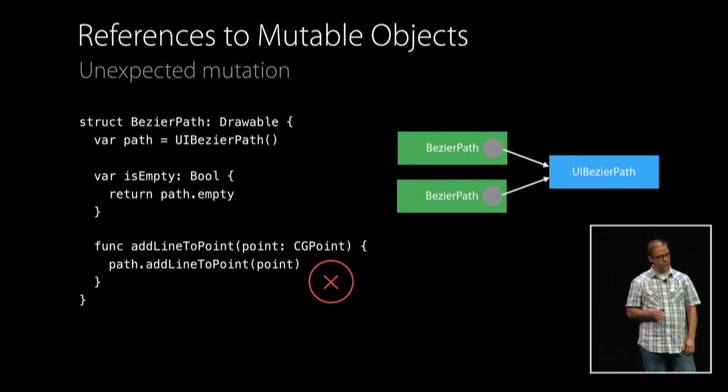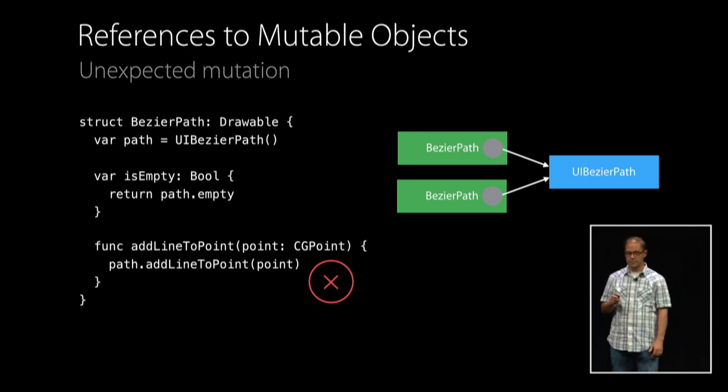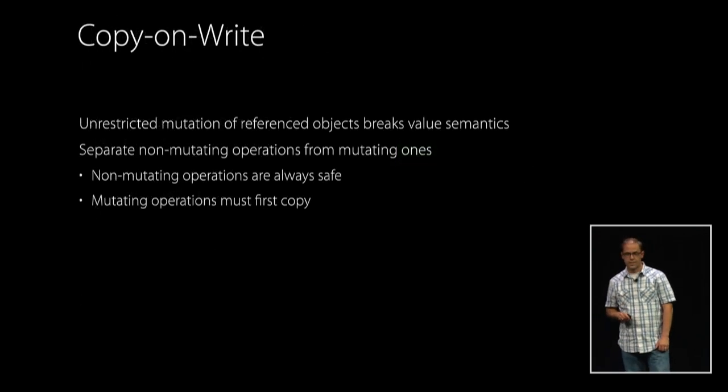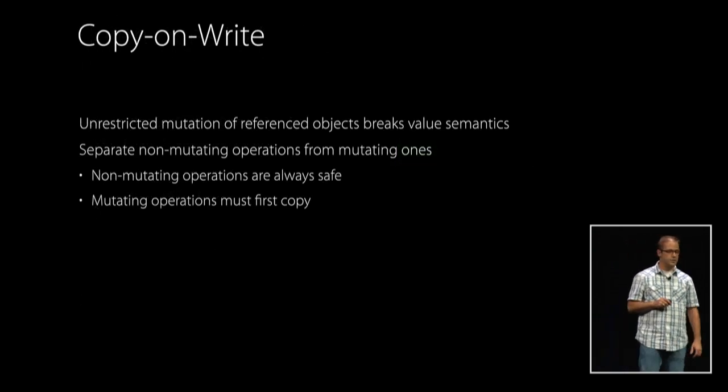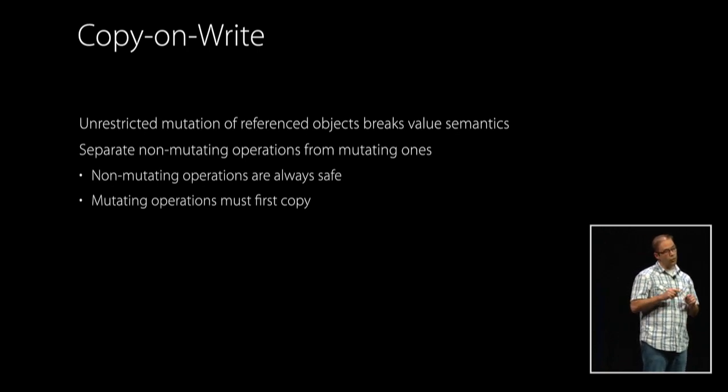So if I have two instances of Bezier path, both pointing to the same instance of UIBezierPath through this reference, and I make this mutation, that's going to catch the other one off guard, right? This is a bad situation. We're not maintaining value semantics, so we need to fix that. The way we're going to fix that is to use copy on write. And we want to make sure that before we write to that path, we make a copy of it.